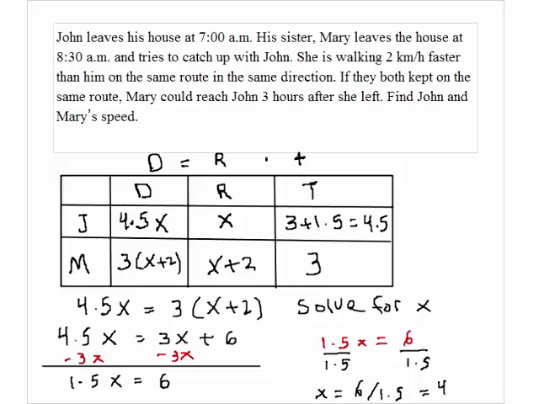And don't forget, you need to put a unit in front of that: kilometers per hour. So if the rate for John is 4 km/h, what would be the rate for Mary? It would be 4 plus 2, which is equal to 6 km/h.